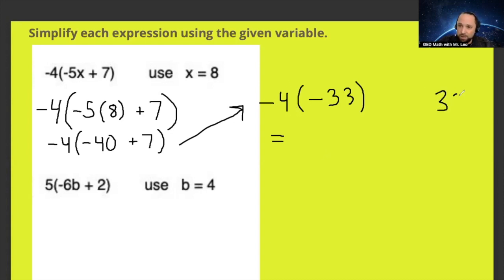I'm going to do it over here. 33 times 4. 4 times 3 is 12. Carry the 1. 4 times 3 is still 12. Include the 1. That's going to be 132. Final answer, positive 132.